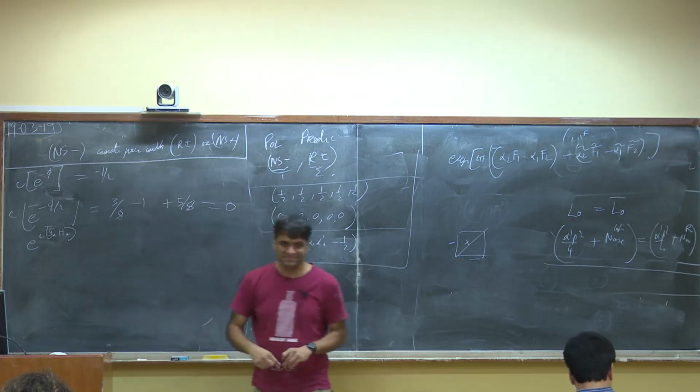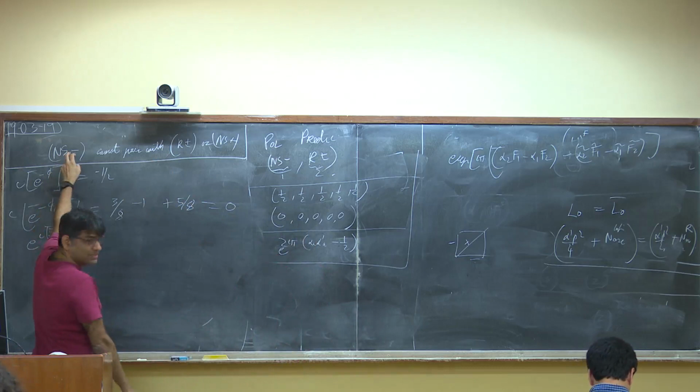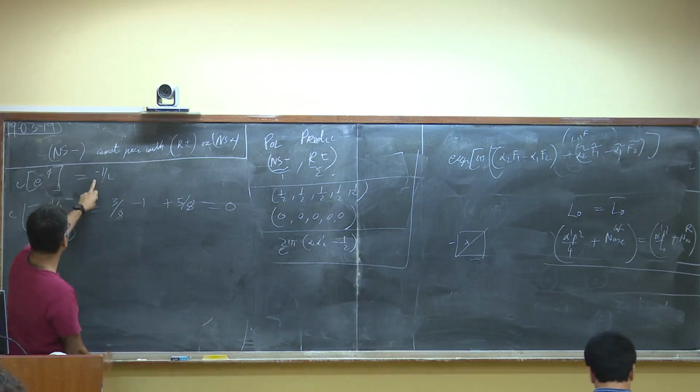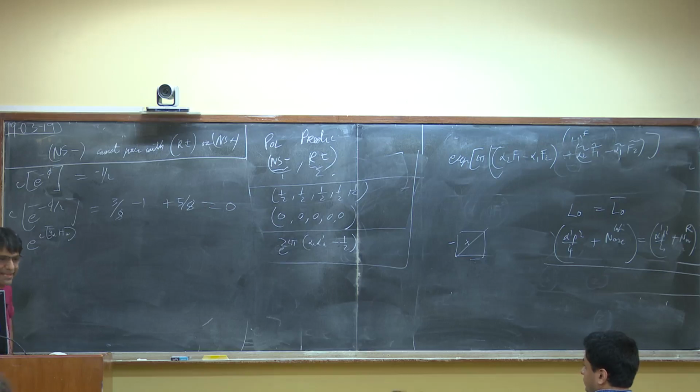You want to extend NS plus with NS minus? No, NS minus. NS minus is an even number of fermion oscillators, and that is still half. Yes, that is the thing that has trouble.